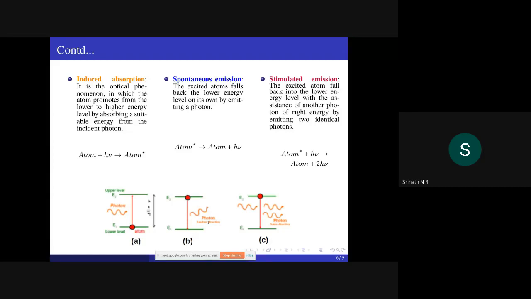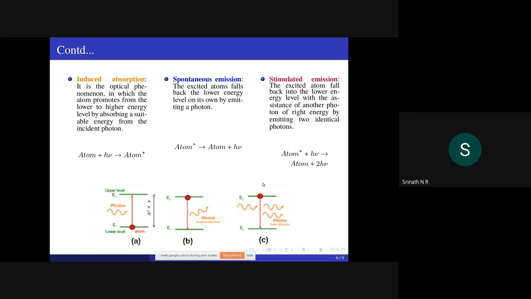Remember, the photon which is emitted in spontaneous emission is strongly direction independent. It can move in any direction. Examples for spontaneous emission: LED, incandescent bulb, sunlight, mercury vapor lamp, sodium vapor lamp, etc. These are all examples for spontaneous emissions.